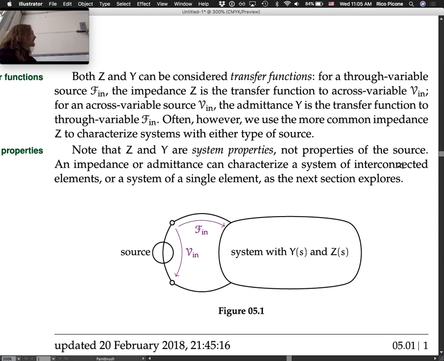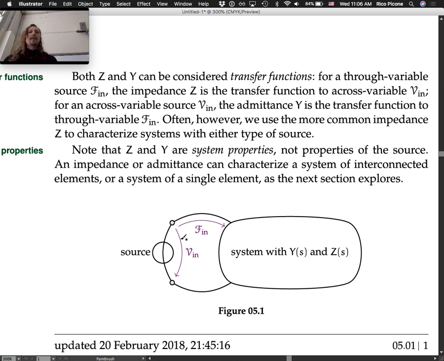So there's some system which I've represented by this sort of rectangular oval. And there's a source connected to it. I didn't say if it was a cross variable source or a through variable source. Could be a voltage source, could be a force that's being applied to the system from outside.